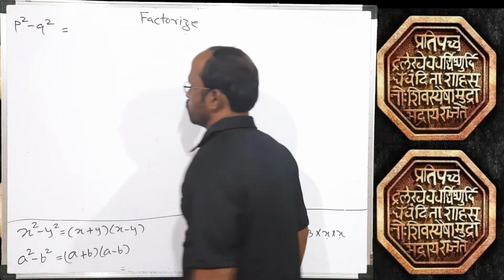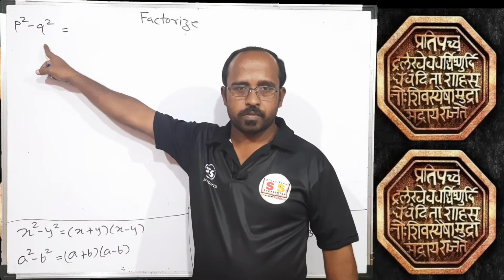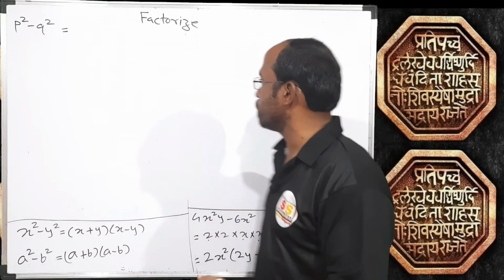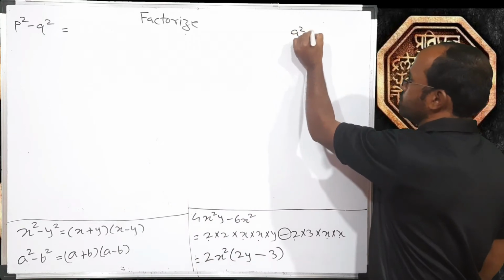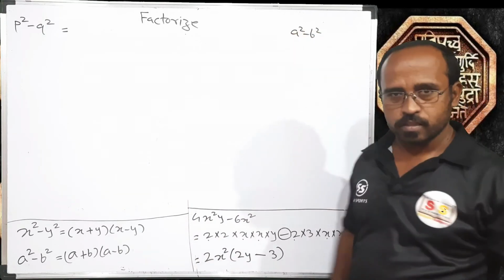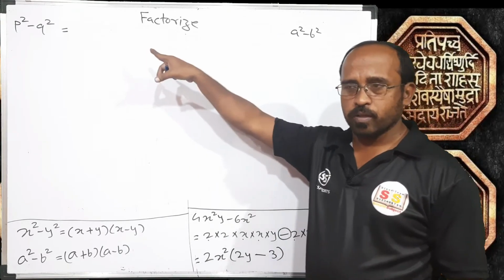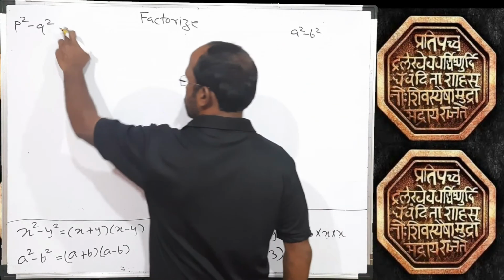Okay, which is equals to? Students, is it fulfilling the condition? Is it matching with the formula a square minus b square? The answer is yes, right? So if it is matching with the formula and we are going to use the formula, let's write the formula first. How we'll write it?